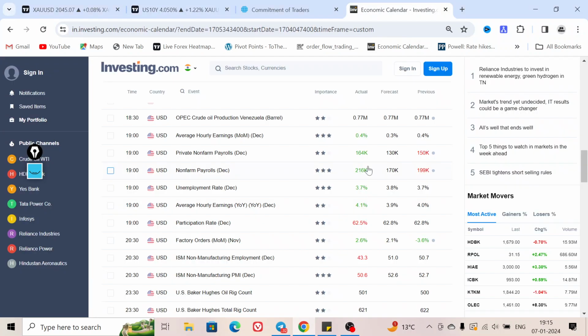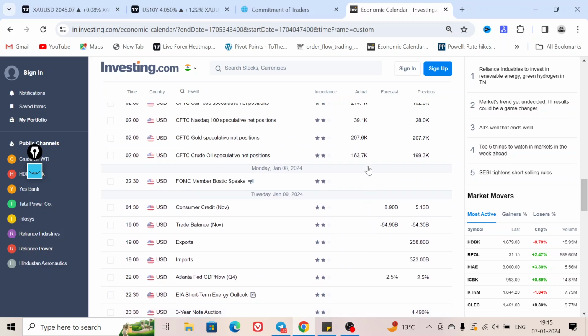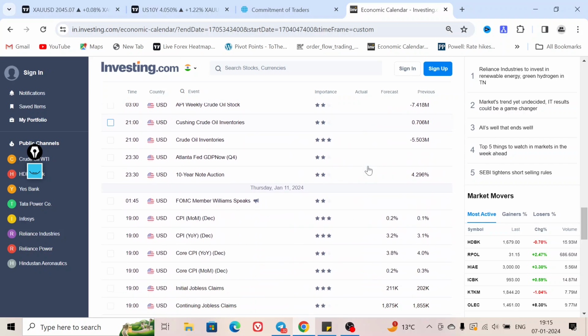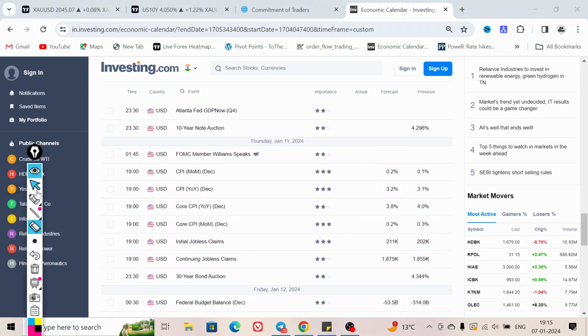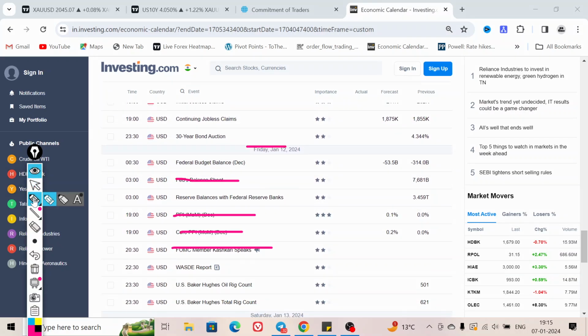And the major data that we have to watch for next week is the CPI. On Thursday we have the major data of CPI and core CPI, initial jobless claims, and what else? PPI data. So these are the data that we have to watch for next week. This right over here, PPI.